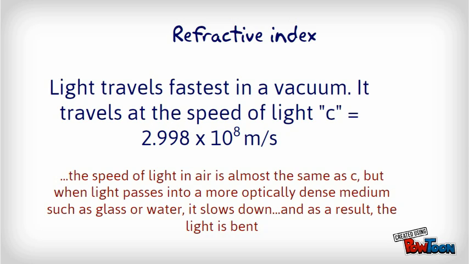It travels at the speed of light, which is 2.998 times 10 to the 8 meters per second. The speed of light in air is almost the same as c. But when light passes into a more optically dense medium, such as glass or water, it slows down, it's refracted. And as a result of refraction, as a result of the slowing down of the wave, the light is bent.